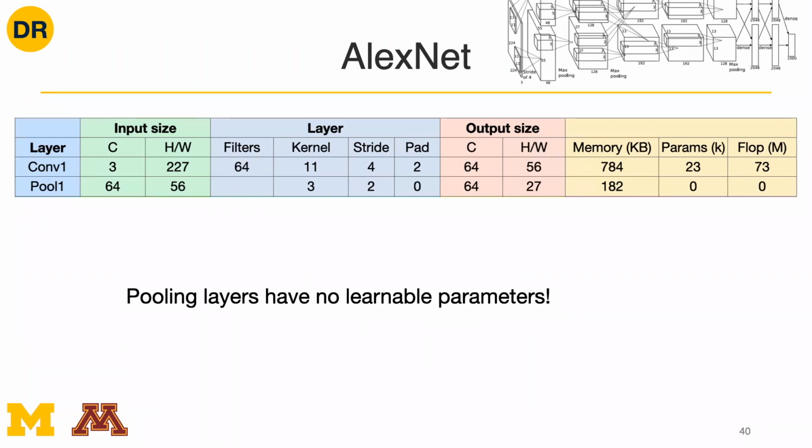For the parameters, pooling layers do not have any parameters. We saw that in the previous lecture. Something to remember by. So for pooling, there are no learning parameters involved.